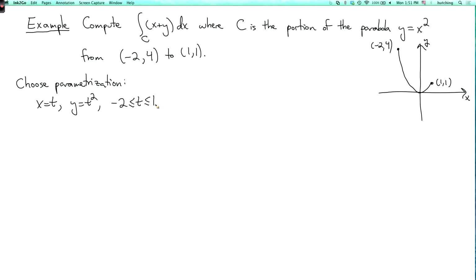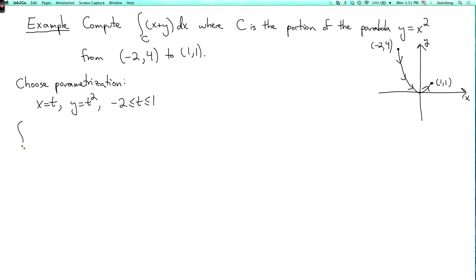Okay, so remember that this integral is well defined. It depends only on the orientation of the curve. And the use of the words from and to here indicates that I should start at (-2, 4) and end at (1, 1). So the arrow is going like this. So as long as the initial point of my parameterization is (-2, 4), and the final point is (1, 1), I'll get the correct answer. Okay, so we can use this parameterization.